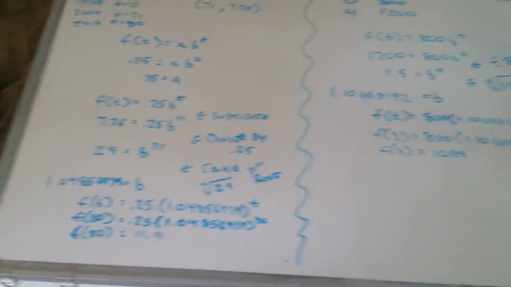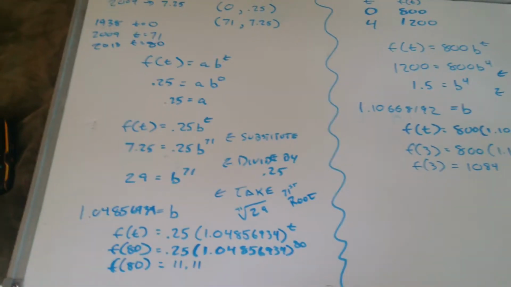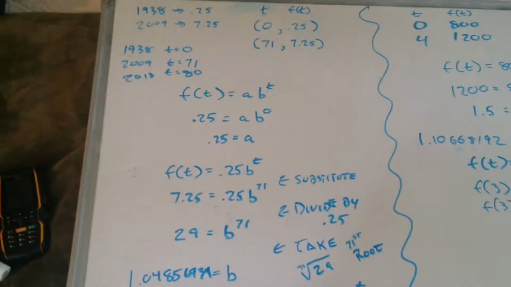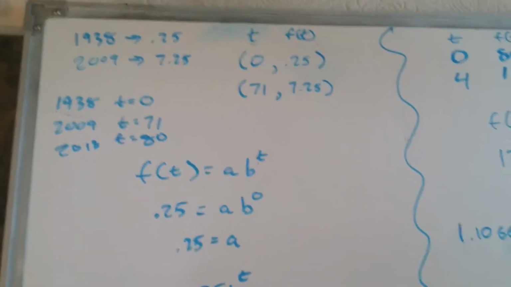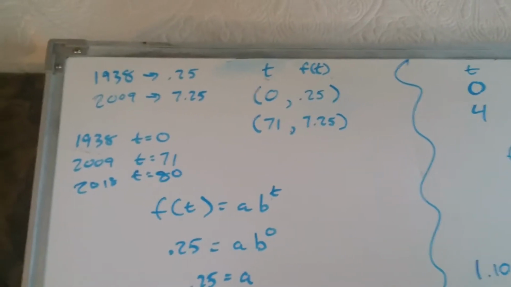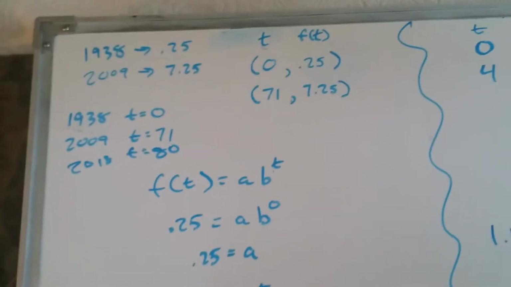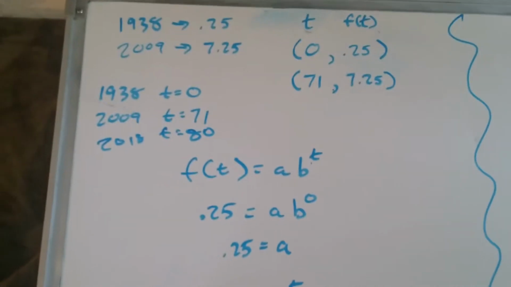I answered 5 and 6 for you just so you have a general idea of what to do when you see these types of problems. The first problem has to do with the minimum wage. It tells you the minimum wage when it was established in 1938 and what it was in 2009, and it wants you to write an equation that's in an exponential model.